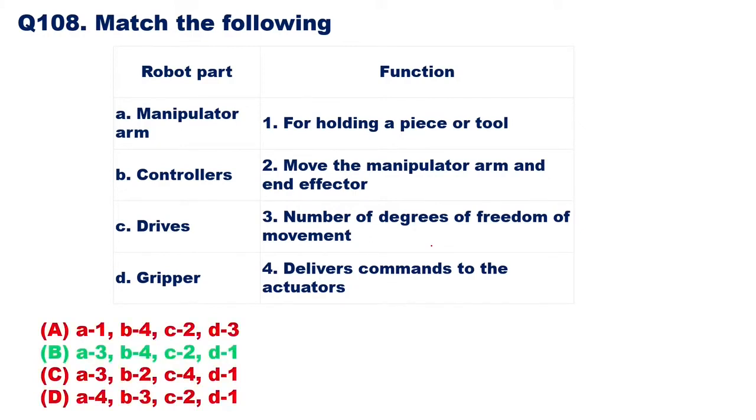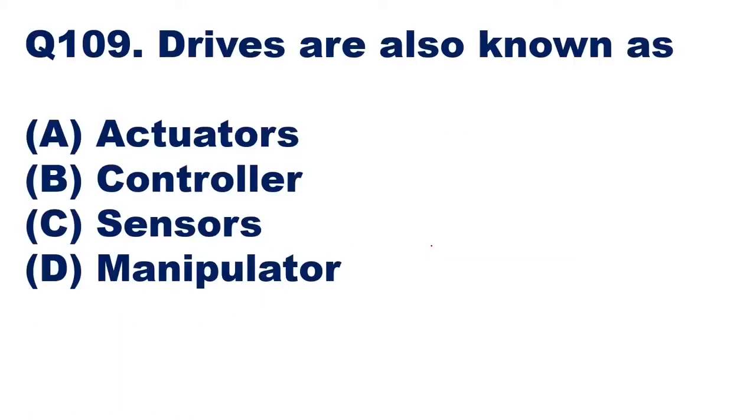So with this, we can know the functions of the particular robot parts. Then we'll go to the next question, question number 109. Drives are also known as what? Obviously, drives are something which are going to actuate the application outside. So they're also known as actuators, which will actuate the output. So option A will be the right answer. Actuators. Drives are also known as actuators.